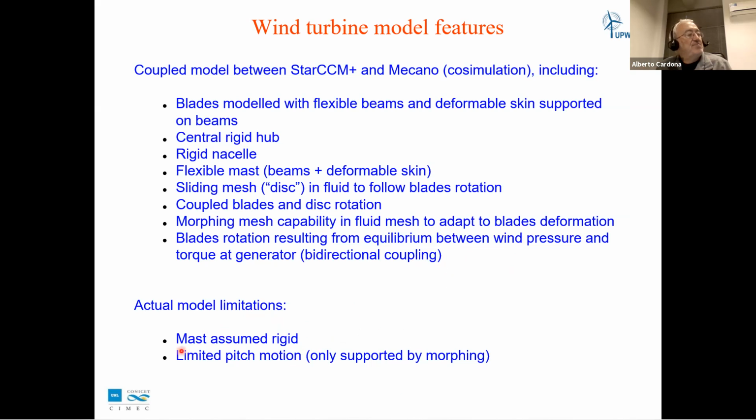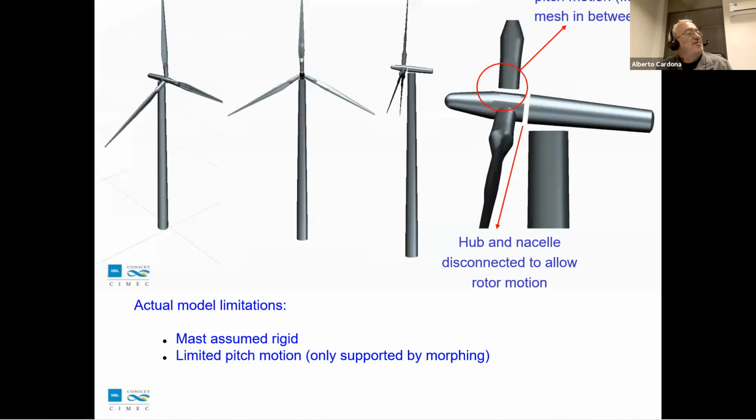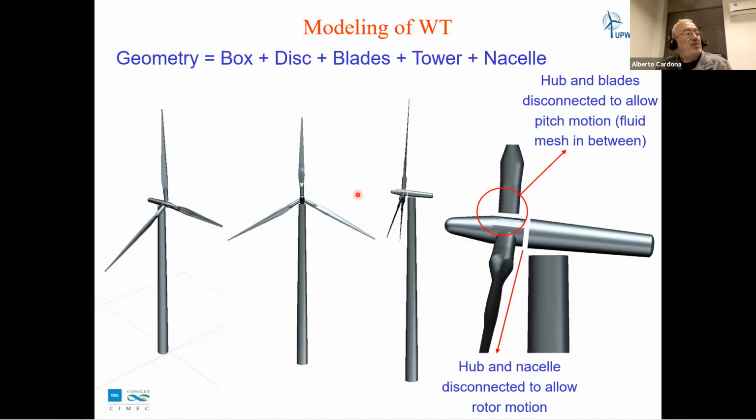There are still some limitations. For the moment, the mast has been assumed rigid, and the pitch motion is somehow limited. We are working on it. The geometry is constructed in separate software, and it is described as STL files. There are 3 STL files for the blade, 1 STL file for the hub, another for the nacelle, and finally another one for the mast.